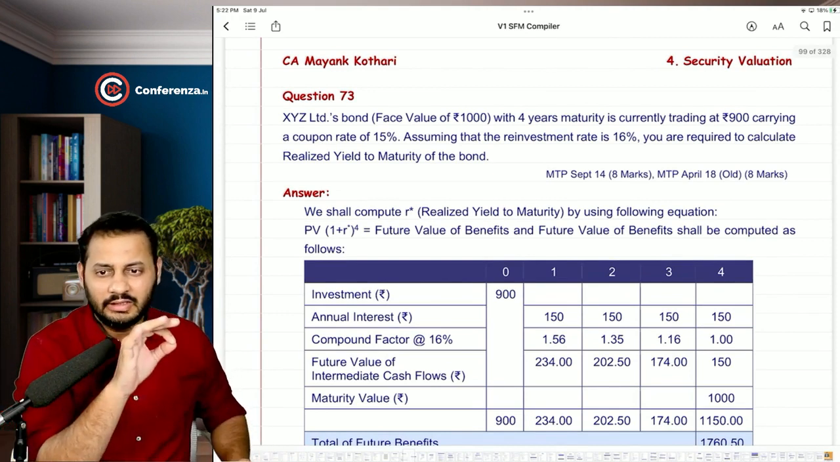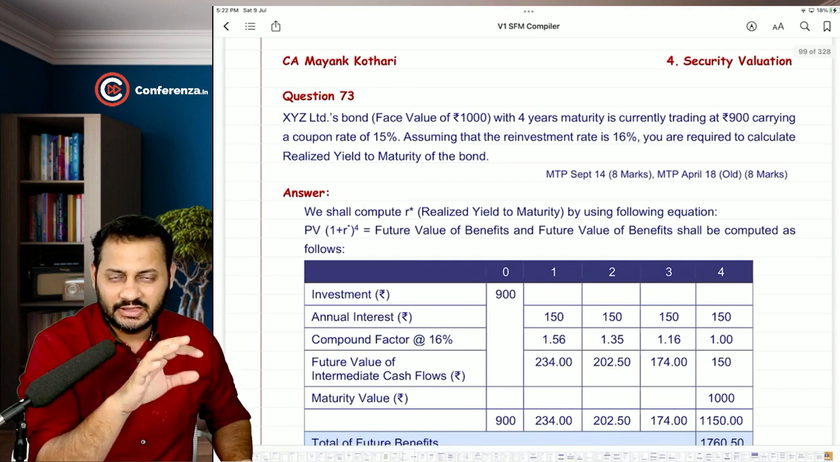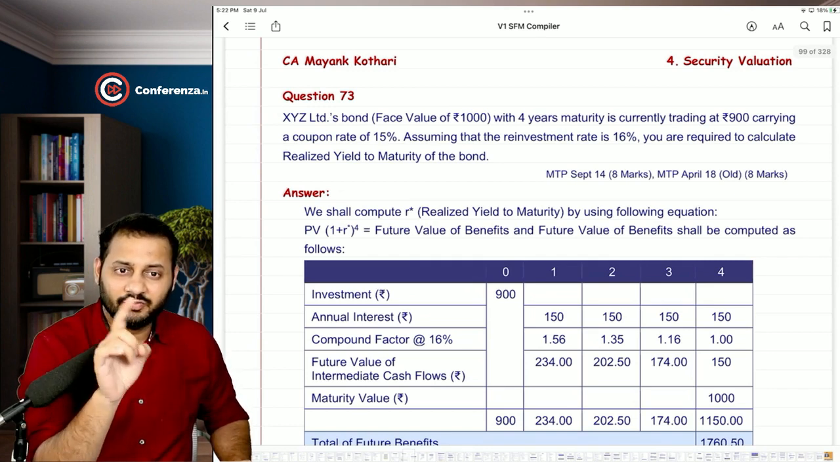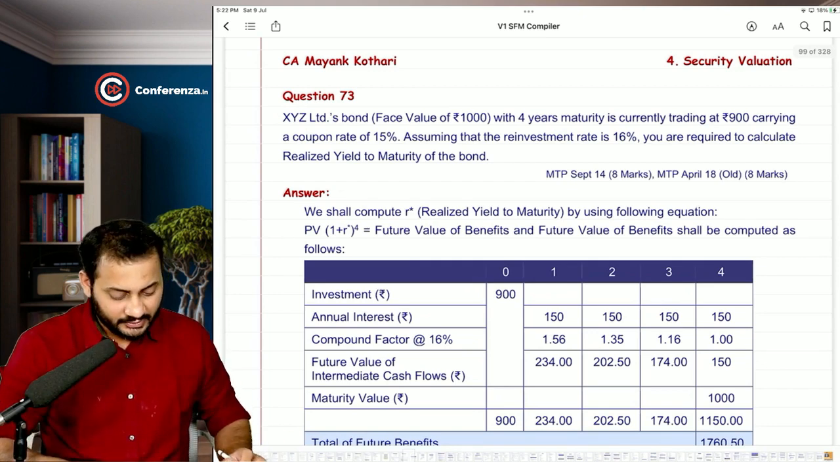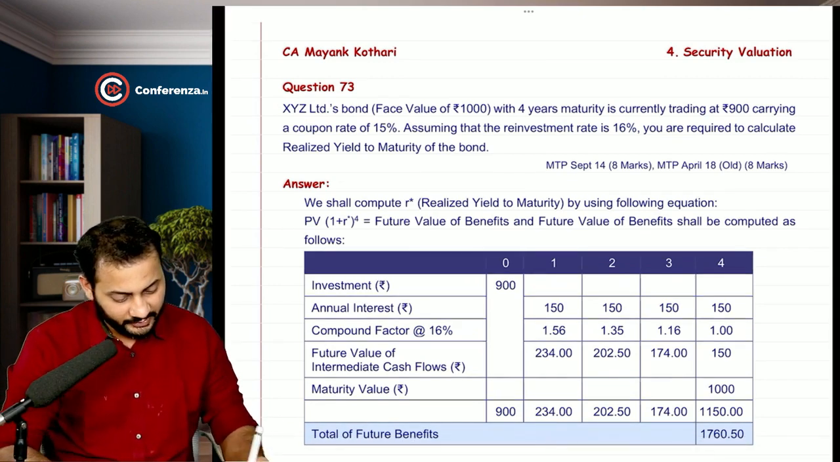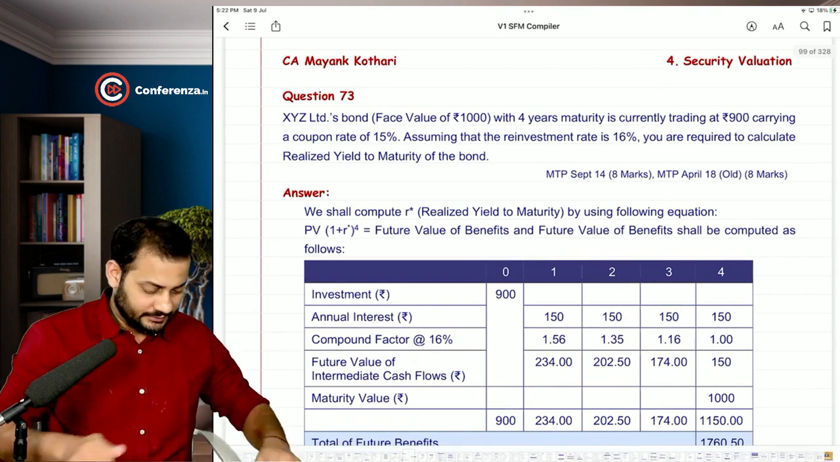It's very small. XYZ Limited bond, which has a face value of 1000 and 4 years to maturity, is currently trading at 900 rupees, carrying a coupon rate of 15%. Just have a look at what the things given are.